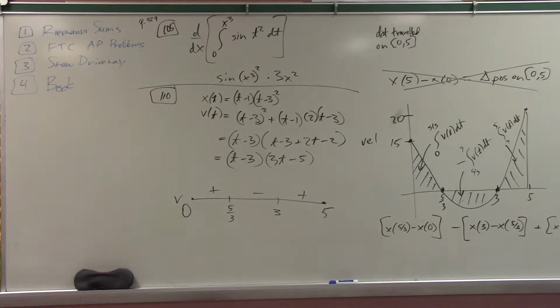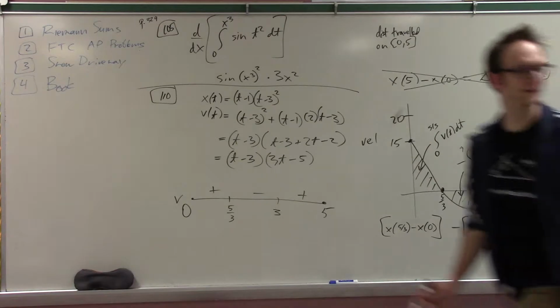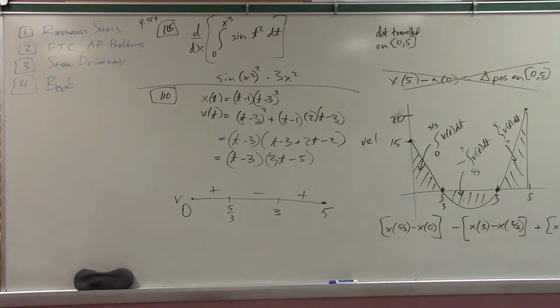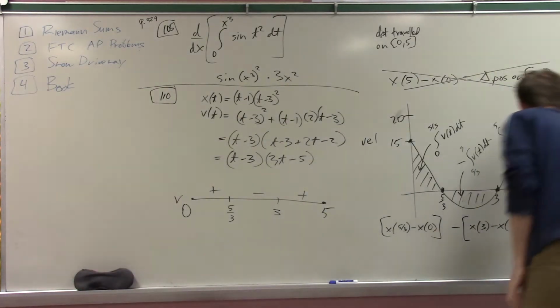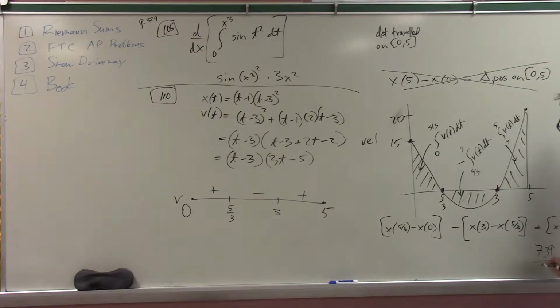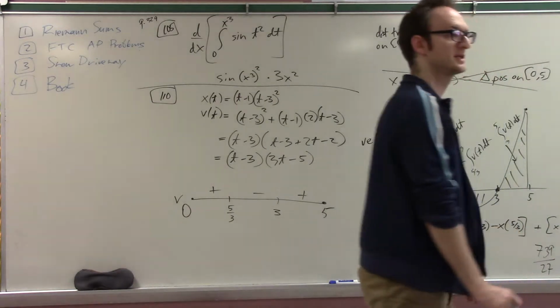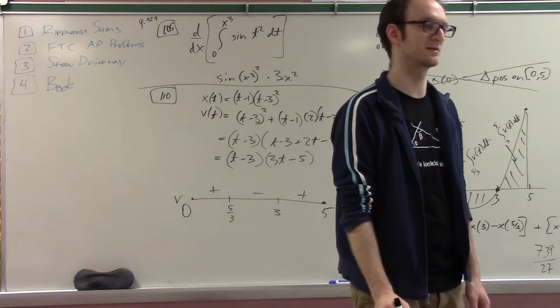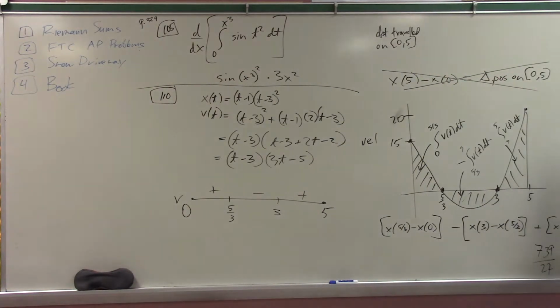The final answer was something weird, I can't remember. 27.30.3 or something like that. Is that right? Yeah. 739 over 27. Yeah, I think that's right. So it's like 27 and 10/27ths. Yeah, that's right.